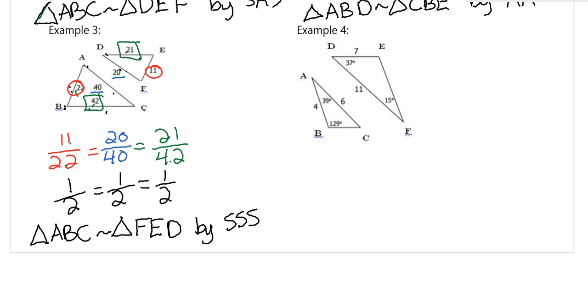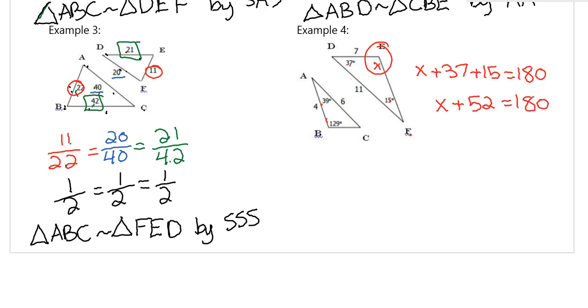Alright, looking at example 4. Again, this is one where I know two angles on both triangles. So I'm going to look at angle, angle. Well, none of these are congruent yet. Let's solve for E. See if I get anything there. So I have x plus 37 plus 15 equals 180.